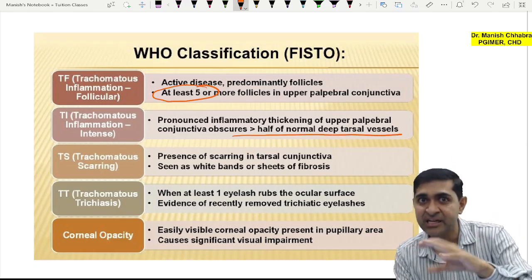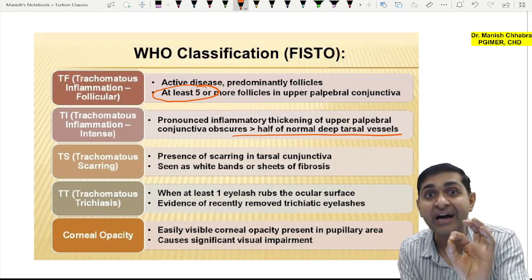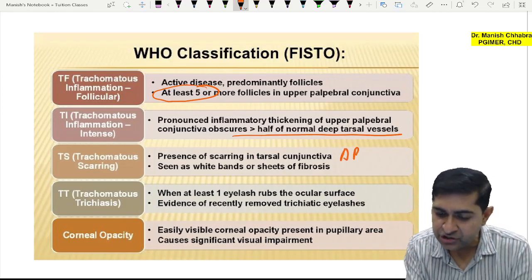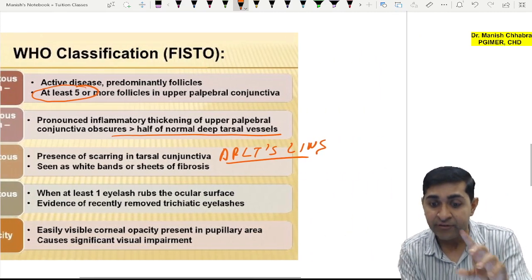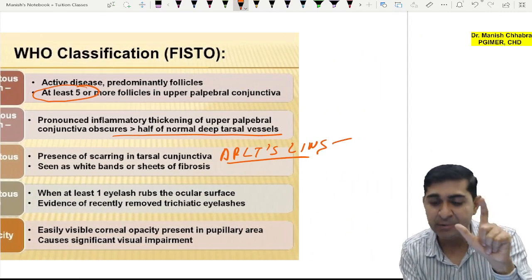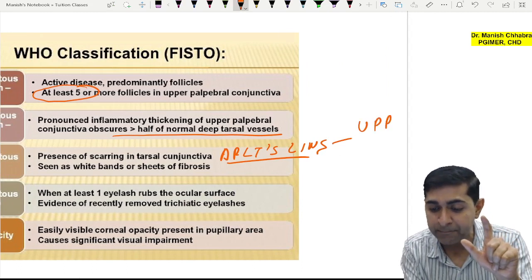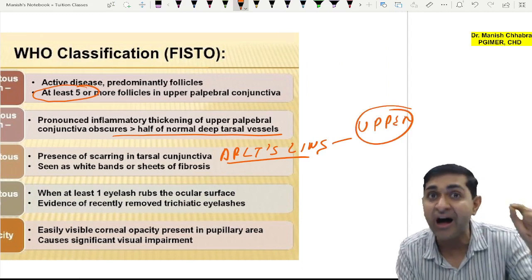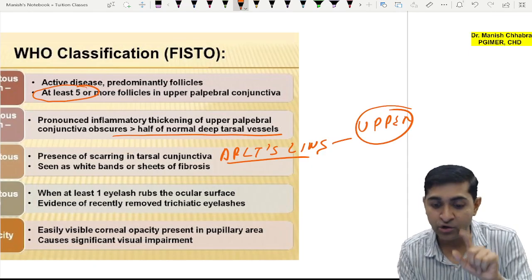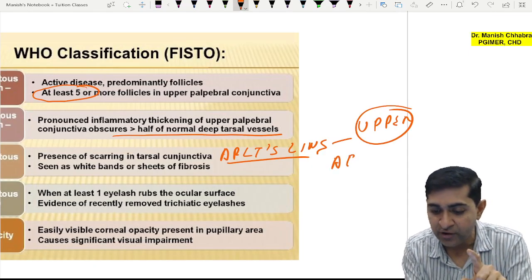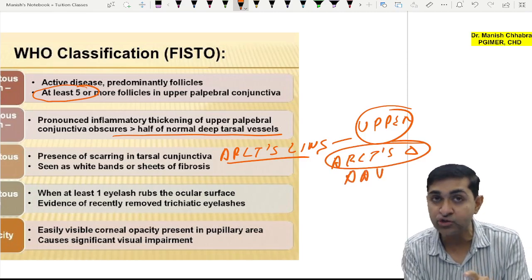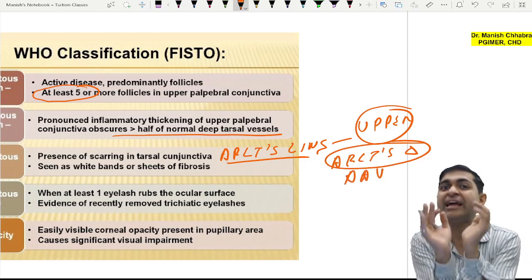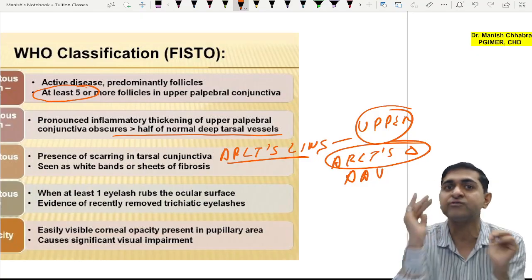Then S for your scarring. Remember a term which is Arlt's line. Don't confuse Arlt's line, which is present on the palpebral conjunctiva, more pronounced on the upper palpebral conjunctiva. It is a scar in trachoma. Don't confuse this with Arlt's triangle. Arlt's triangle is seen in acute anterior uveitis. It is the arrangement of keratic precipitates at the bottom one-third of the cornea.